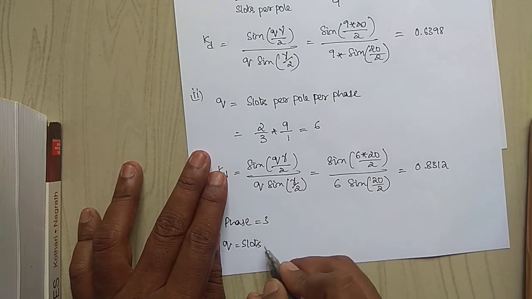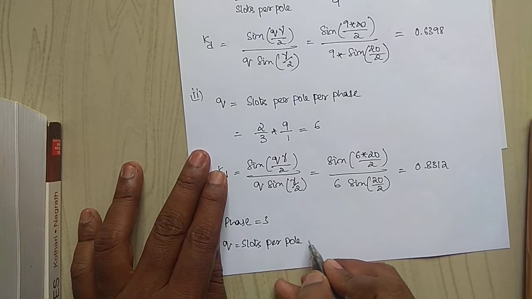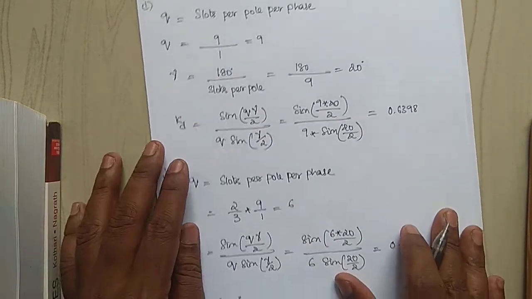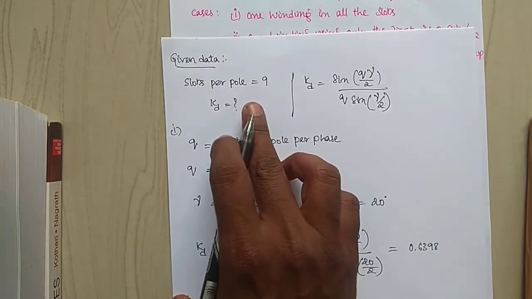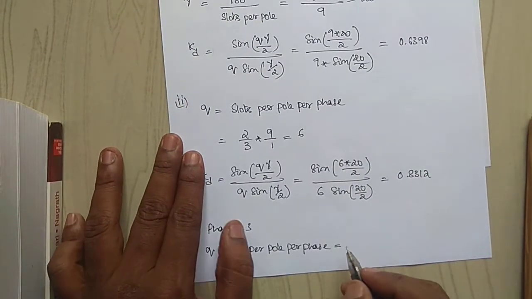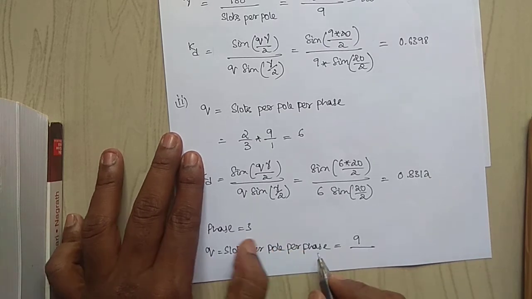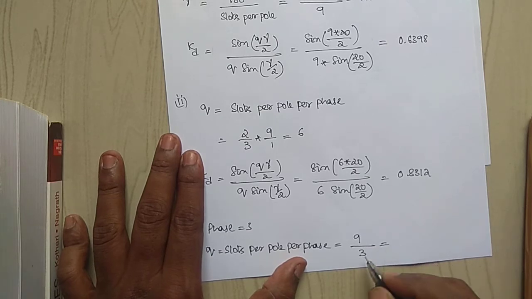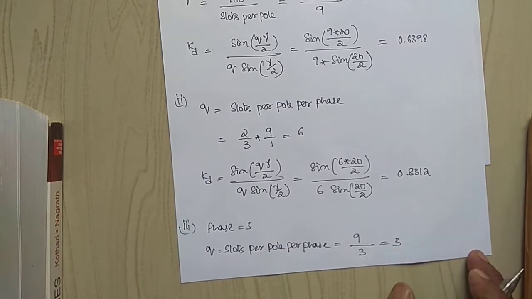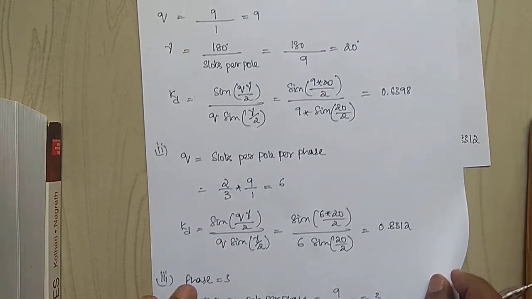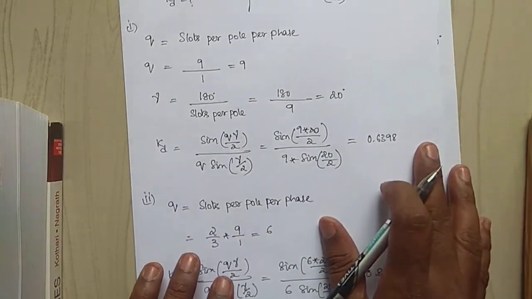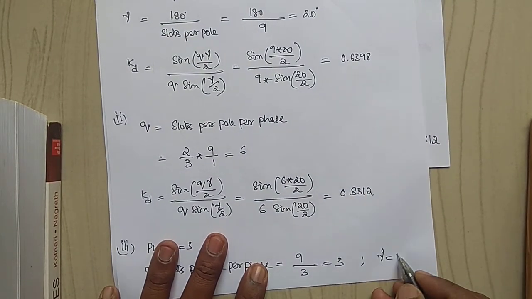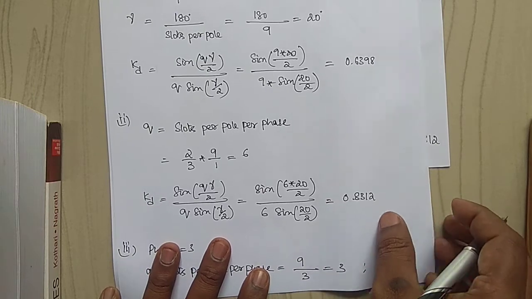So Q, the slots per pole per phase, is equal to: what is the slots per pole? Slots per pole is 9 divided by phase. Now the phase value is 3 since 3 equal windings are used. So the Q value is now 3. The gamma value, the angle between one slot and the next slot, is always 20 degrees only.